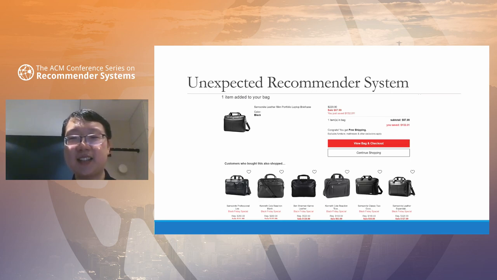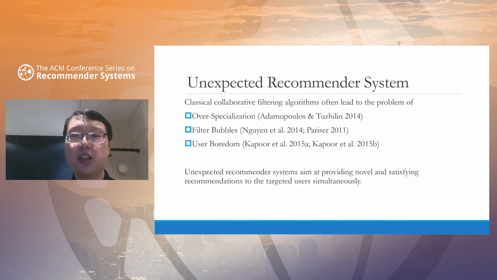In another case, as we have seen in our keynote speech this morning, there's this phenomenon of the polarized filter bubble, and that's not ideal for users because you're restricted to your own comfort zone and cannot get ideas, opinions, or contents outside of your filter bubble. To sum up, classical collaborative filtering algorithms, which are similarity-based, often lead to over-specialization, filter bubbles, and user boredom. Unexpected recommender systems aim to provide novel and satisfying recommendations to target users at the same time. So how do we do that?